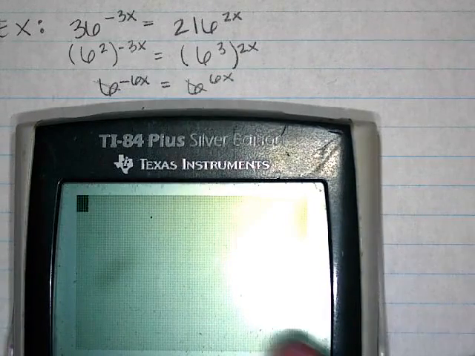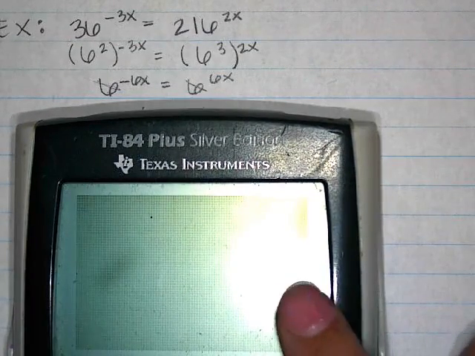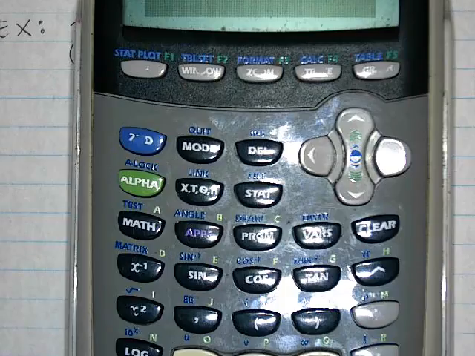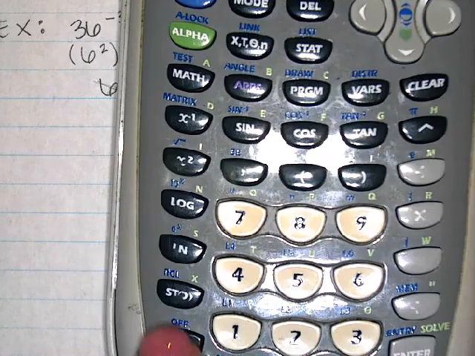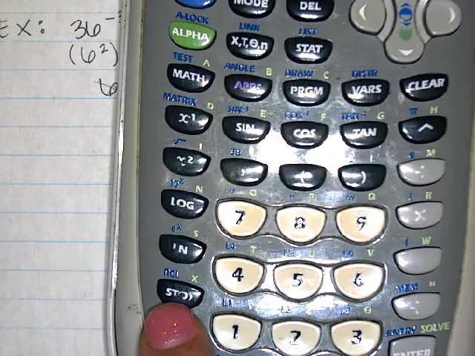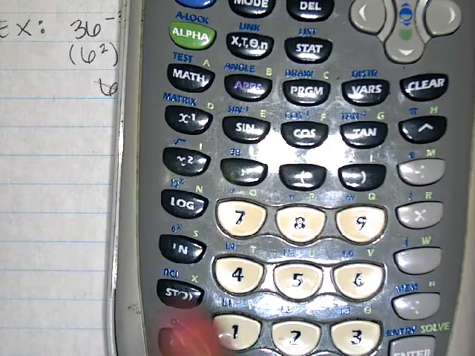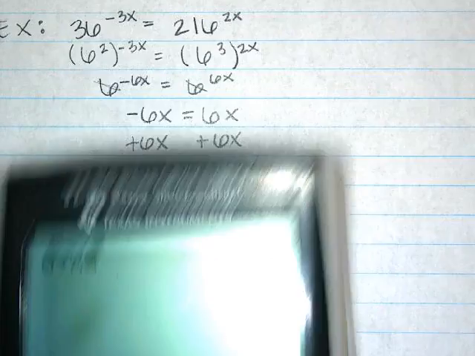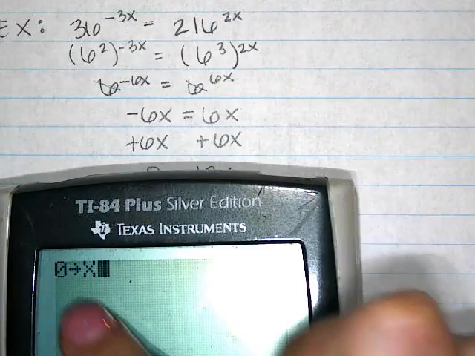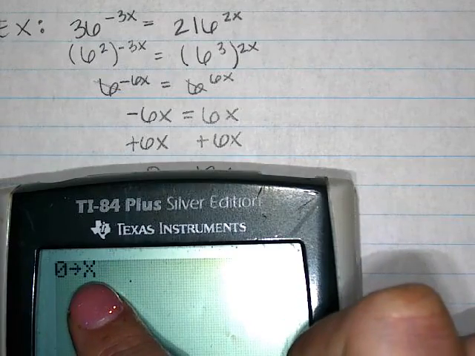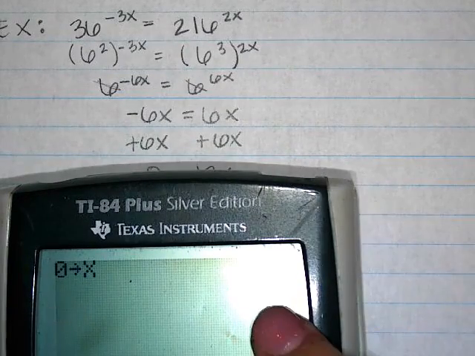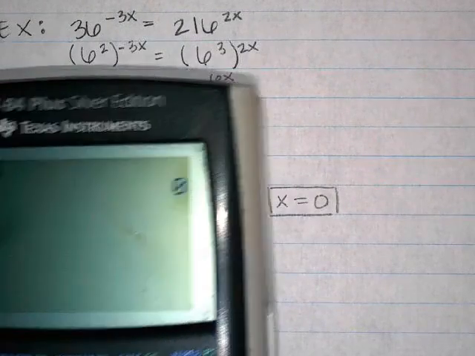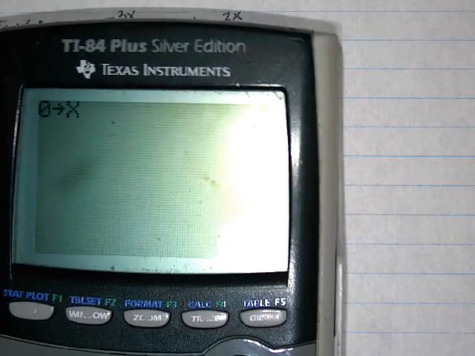Okay. So the answer to this problem was 0, so I'm going to type 0. And then right above the on key, there's a key that says STO, and that means store, as in you're storing a number. So I'm going to hit STO. And then I'm going to hit the X button. So I'm going to say, in my calculator, I'm taking 0 and I'm storing it as X. And when I press enter, all it does is it puts 0 there.